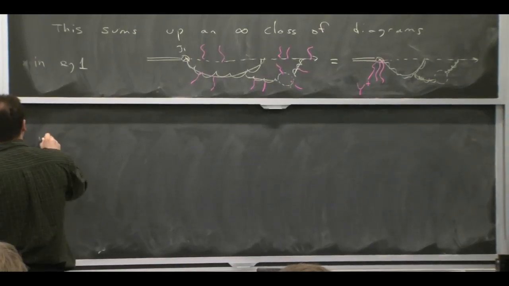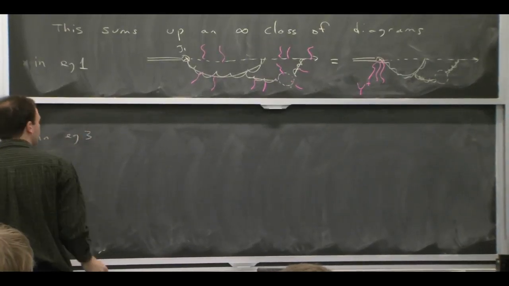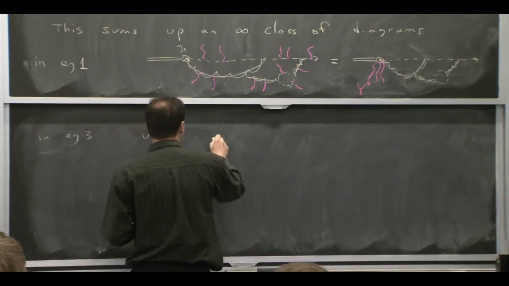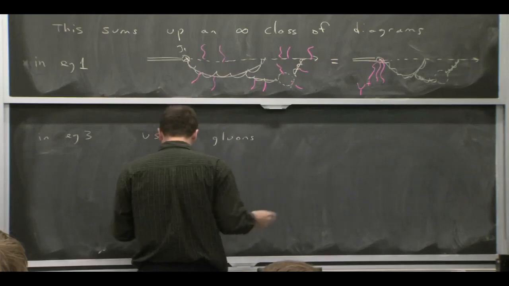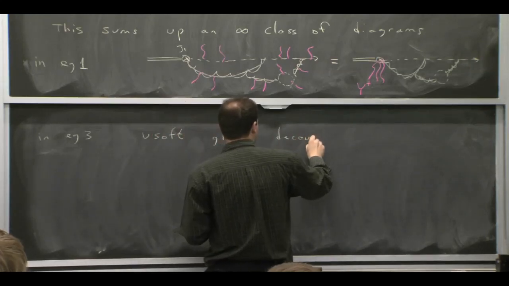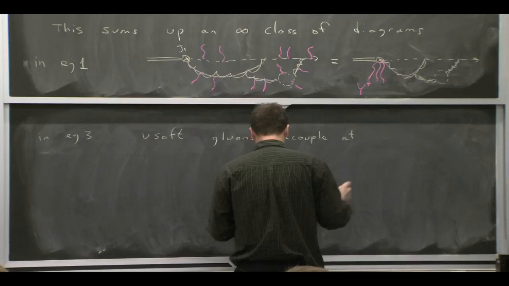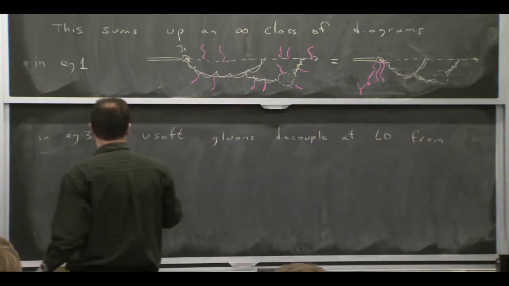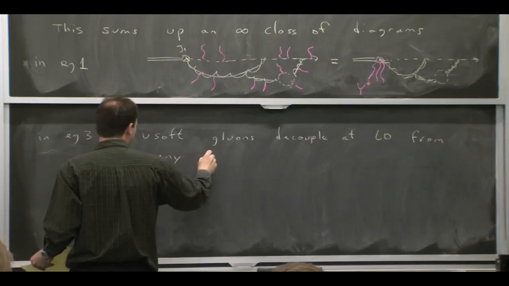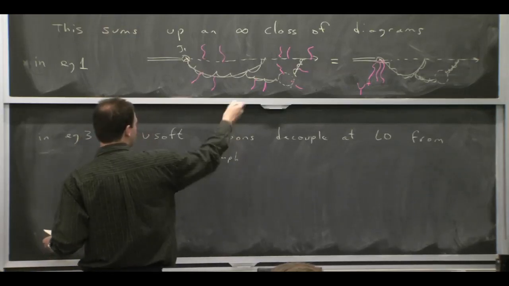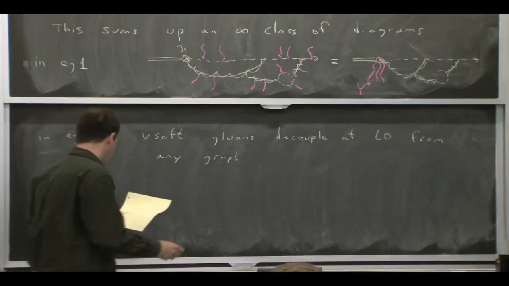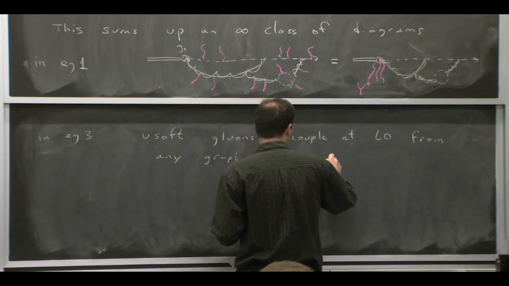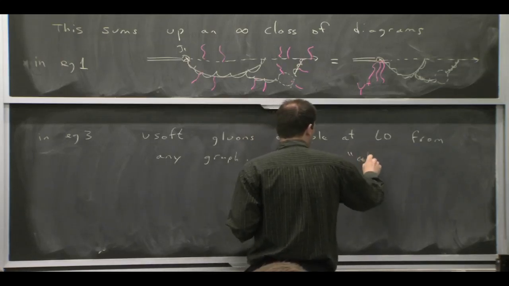In example 3, it's even a little simpler, because the ultrasoft gluons are decoupling at lowest order from any graph that you might consider. So you go through the same exercise, but now the y's are all canceling out. And this has a name that people sometimes use, called color transparency.